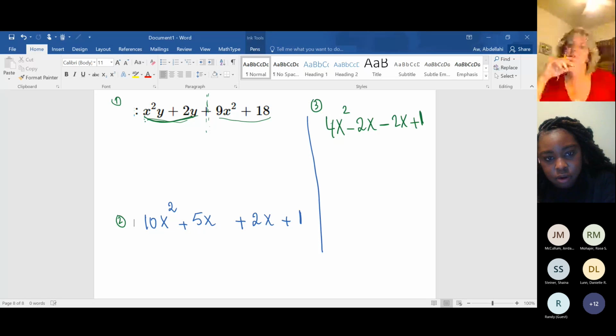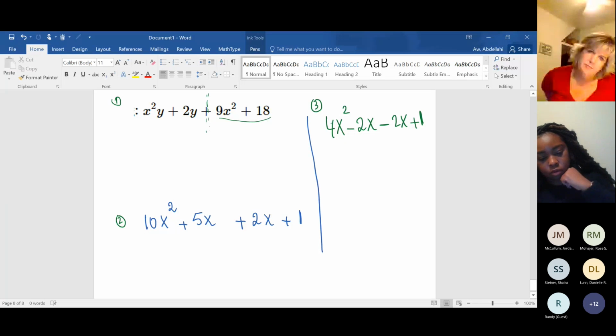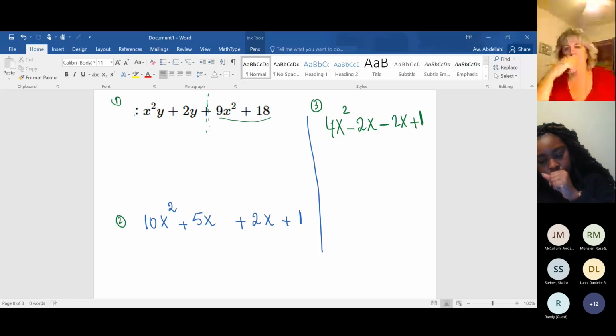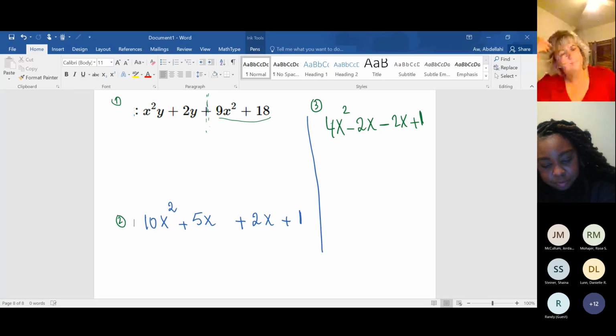You see, the GCF is not only about the numbers, it's also about the variables. You have x squared y plus 2y. If you just consider the numbers, the first number here, of course, is 1. So the GCF of 1 and 2 is 1, right? But you don't stop there. You also have to consider the variables. So now I ask you the question again. What is the GCF, you think?